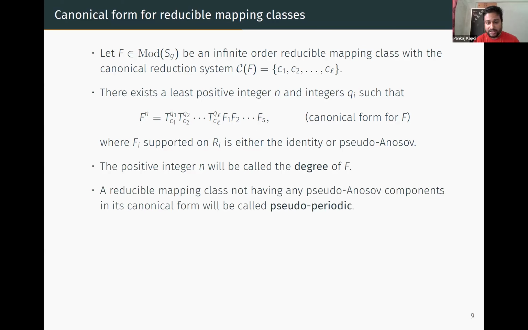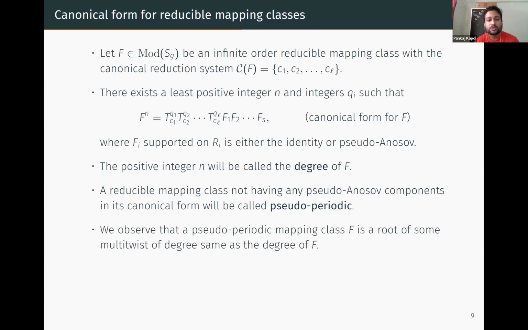and we say that a reducible mapping class is pseudo-periodic if there are no pseudo-Anosov components in its canonical form. So basically, pseudo-periodic mapping classes are precisely roots of multitwists, because if you see in the canonical form, these f1 to fs are either pseudo-Anosov or identity. If there are no pseudo-Anosov, that means you just have identity components. So basically, you have nth degree roots of a multitwist, which is T_c to the power q1 times all these product T_cl to the power ql. Okay, so that is the last observation, that any pseudo-periodic mapping class has to be a root of some multitwist with the same degree as the degree of the reducible mapping class.